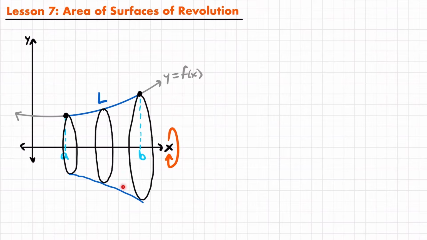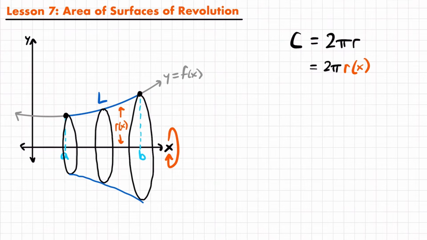And so the measurement around the outside of a circle is known as the circumference of the circle. And the circumference of a circle is equal to 2 pi r, where r is the radius of the circle. And the radius of our circles is the distance from the axis of revolution, which is the x-axis in this case, to the curve, or the function y equals f of x. And so this measurement is the radius in terms of x. Right, so the circumference of those circles would be equal to 2 pi times the radius in terms of x.